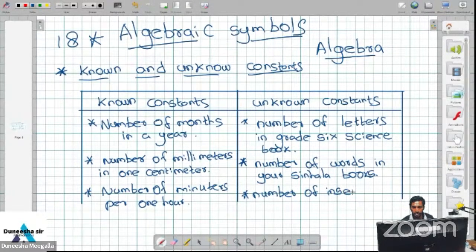Number of insects in the world. Can you get the number of insects? Romeo කියන්නේ insects ලා ඉන්න ගාන අපිට ගණන් කරන්න පුළුවන්ද ලෝකේ? Can you count it? It's an unknown constant. Okay. Write down these examples.